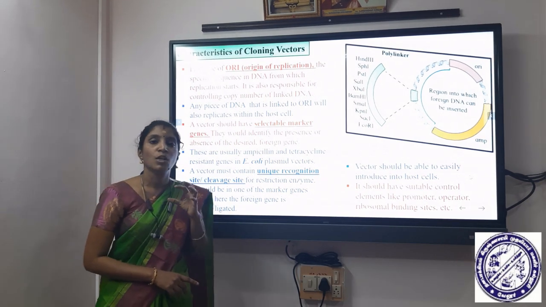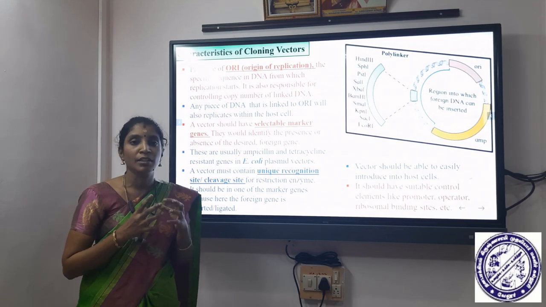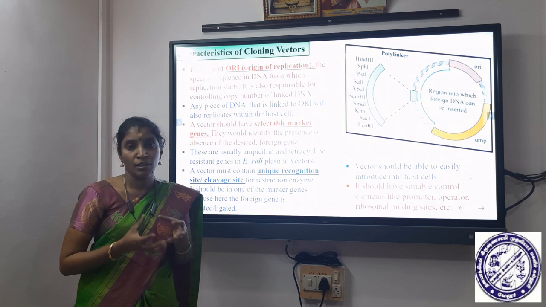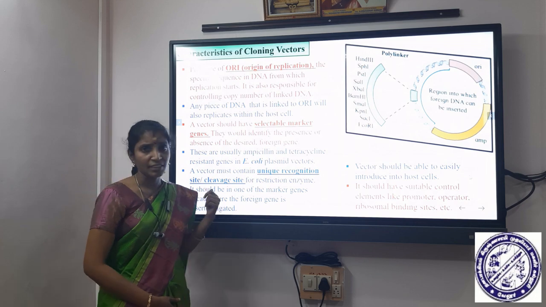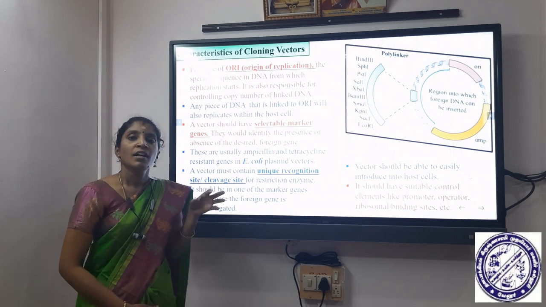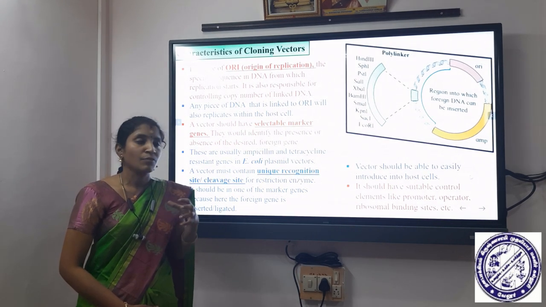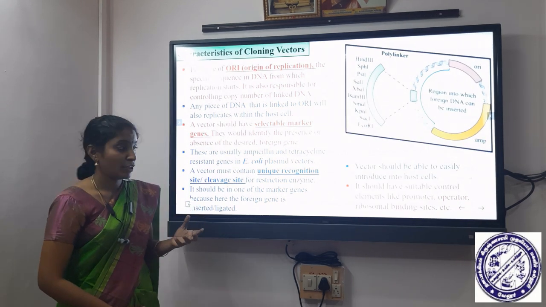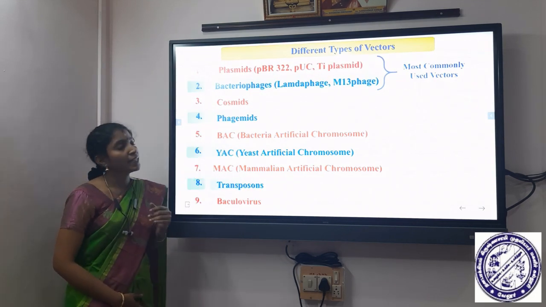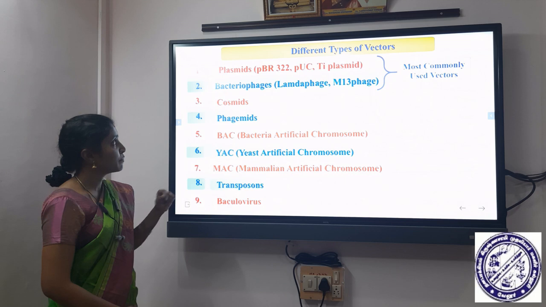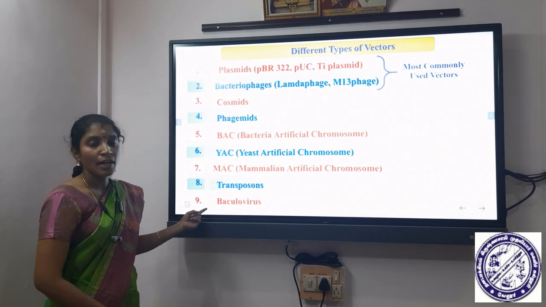Other than this, the cloning vector should be small and short, and more compatible with the host and incompatible with other vectors. Also the cloning vector should move under both systems, that is the prokaryotic system as well as the eukaryotic system. These are the important characteristics of the cloning vector. These are the different types of vectors: plasmid, bacteriophage, cosmid, phagemid, BAC, YAC, MAC, transposons, and baculovirus.